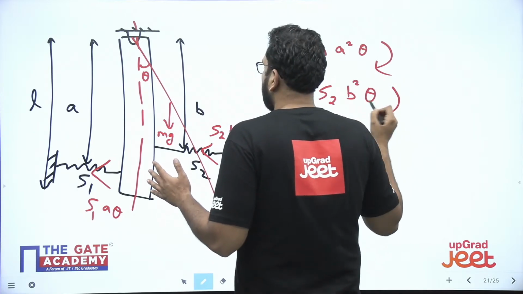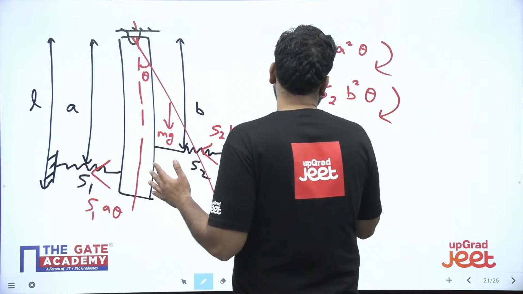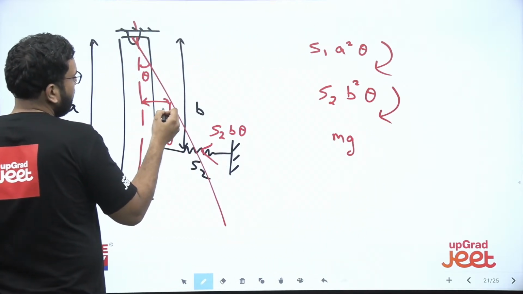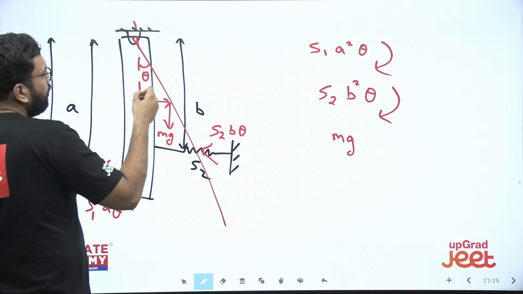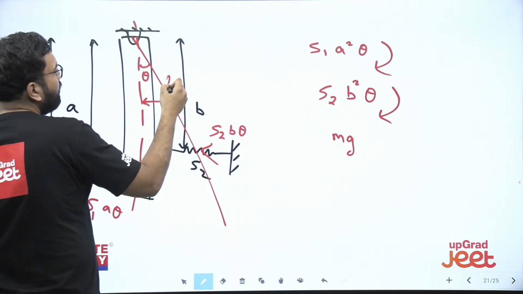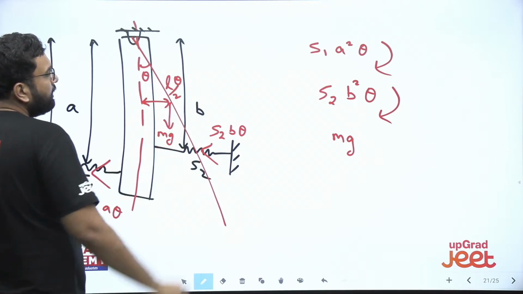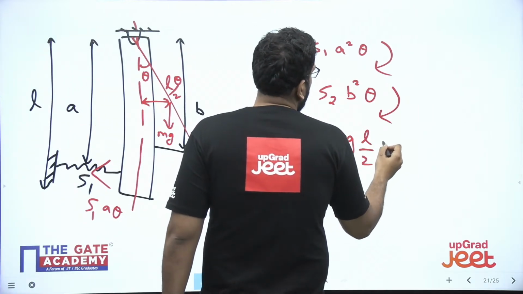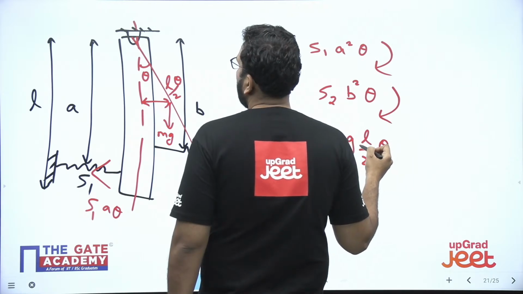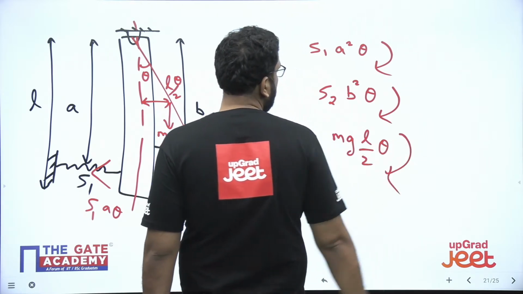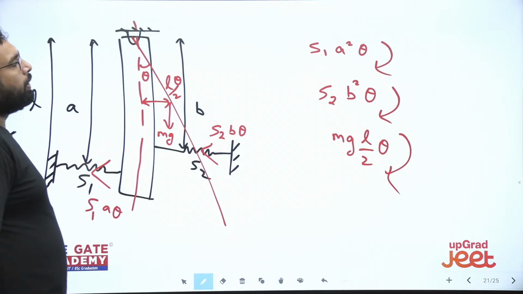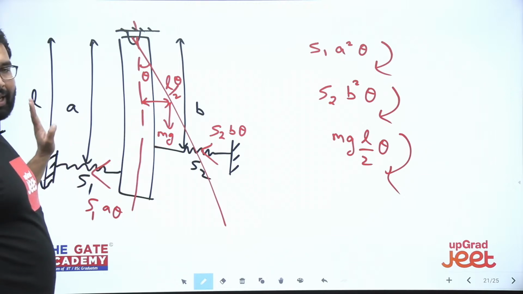This is also clockwise, and this is mg. If the whole length is L, this distance is L by 2 theta. So we are going to get mg L by 2 theta about the hinge, and it gives a clockwise moment. So these moments are clear, I think.